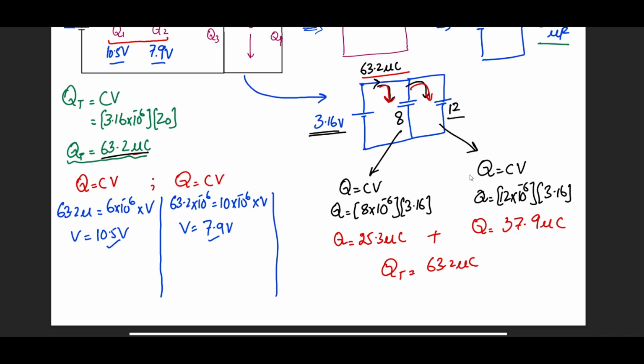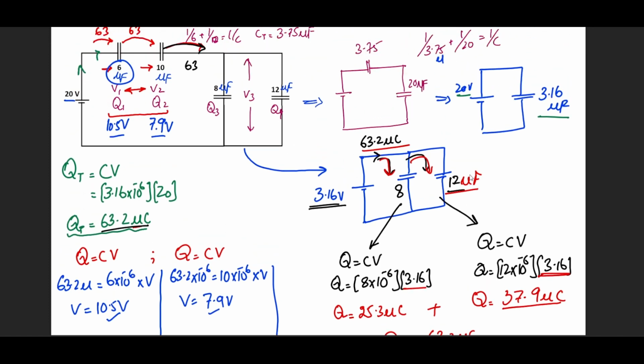You can see that at the same voltage, since 12 microfarad was a larger capacitor, it was a larger tank, it held on to a larger charge. It can store more electrons for the same amount of applied voltage, right?